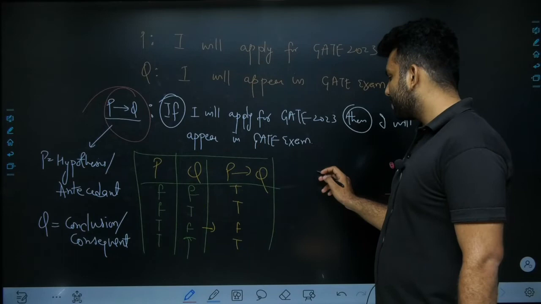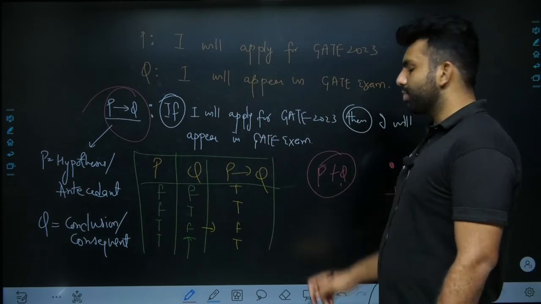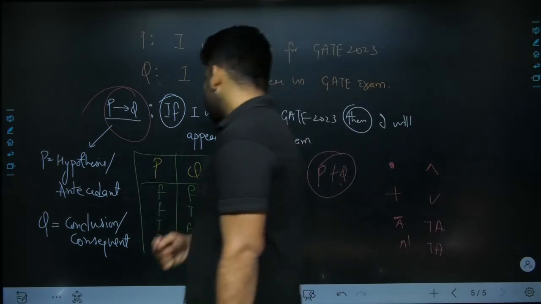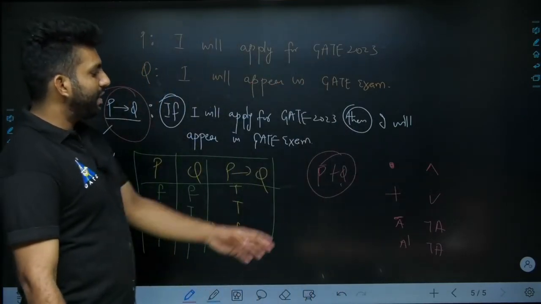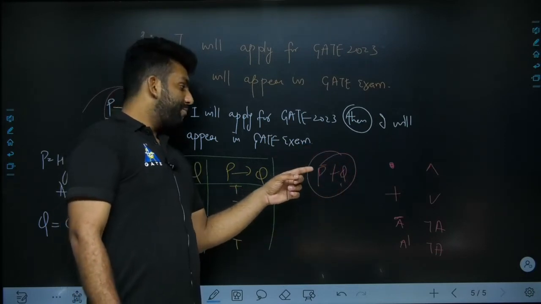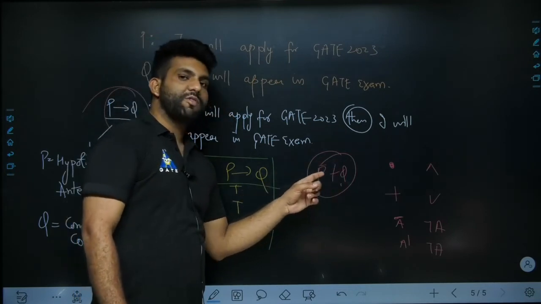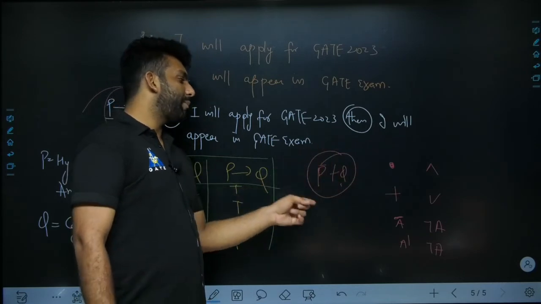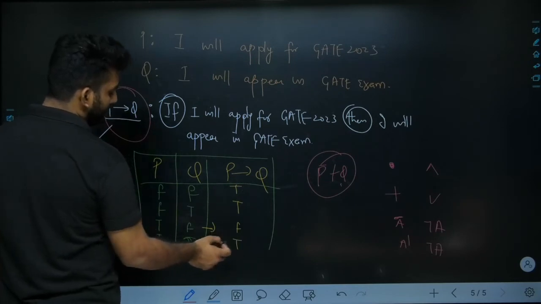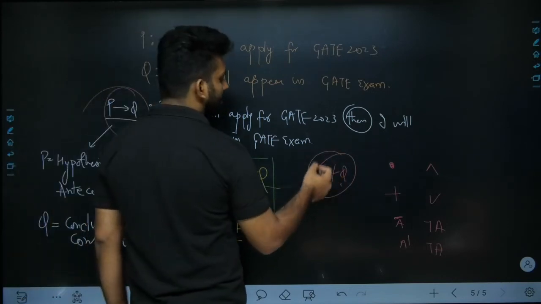Let me simply write the direct expression for this: P bar plus Q. This will always be true. If P is false, it will always return true. If P is true, then Q has to be true for this complete expression to be true. If P is false, then by default it is true. But if P is true and Q is false, its value will be false.